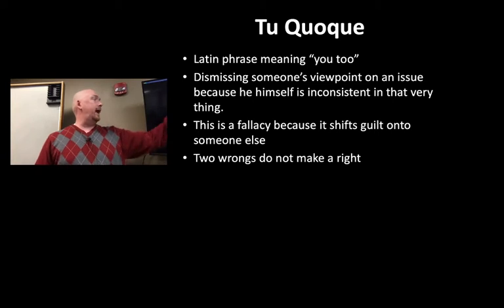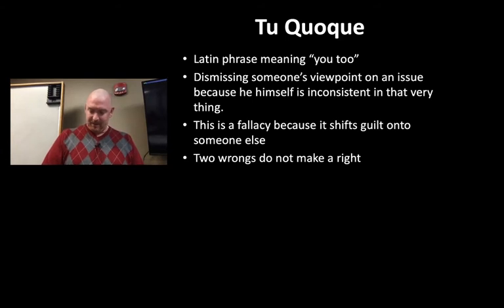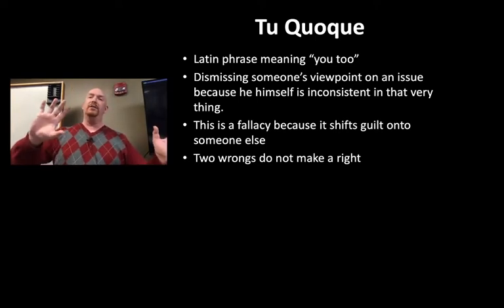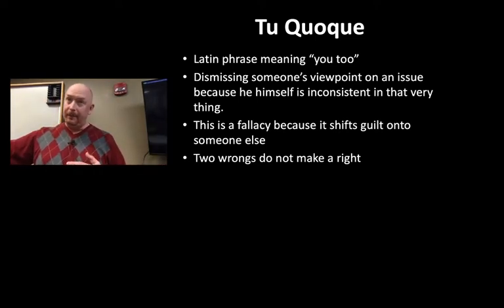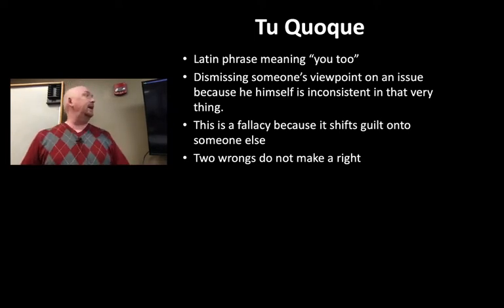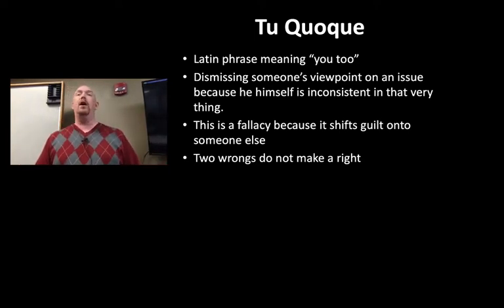So what tu quoque ends up being is you are answering criticism with criticism. And this is a fallacy because it shifts guilt onto someone else. Any time we try to get ourselves out of personal responsibility, we're opening ourselves up to error. So really, in the end, what we say about tu quoque is two wrongs don't make a right. Well, you hurt me, so I get to hurt you.